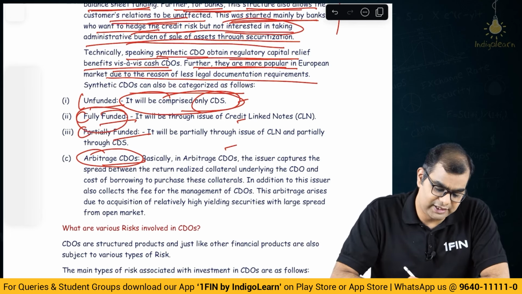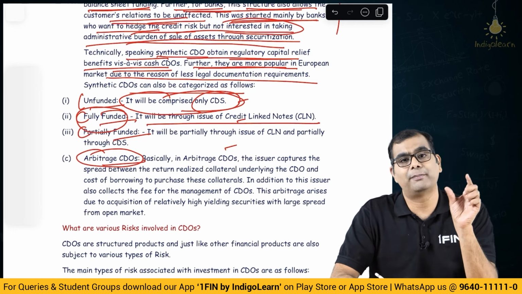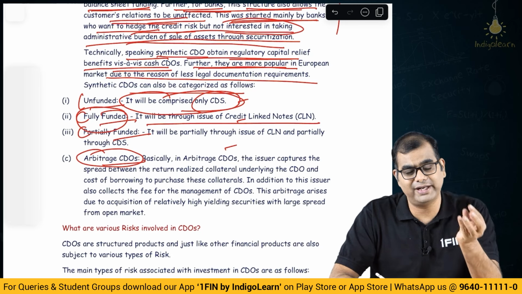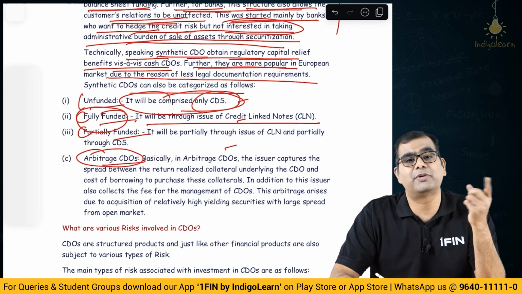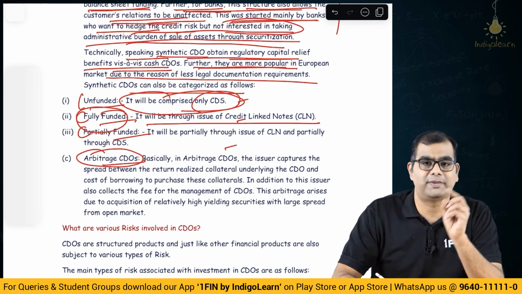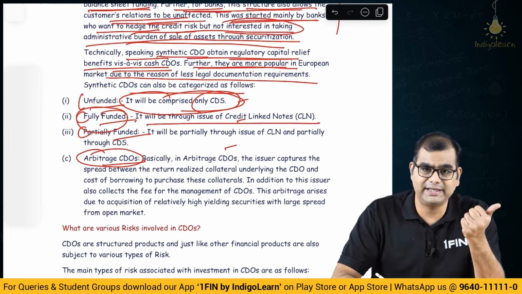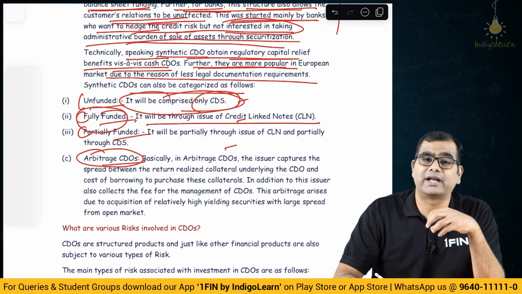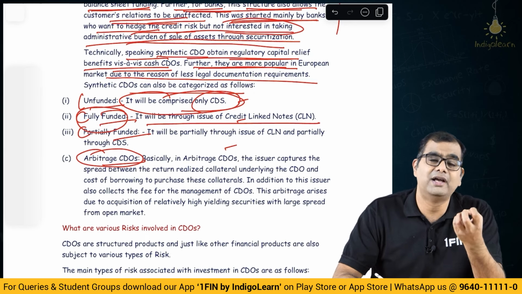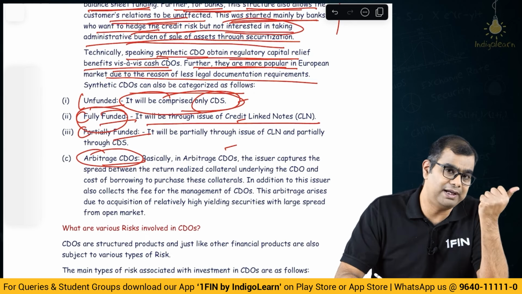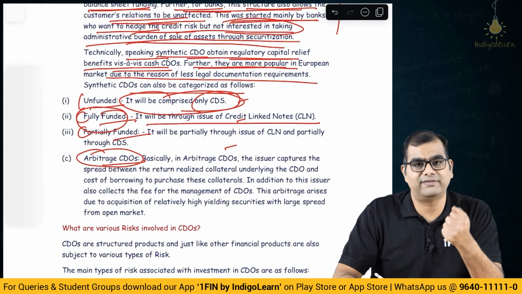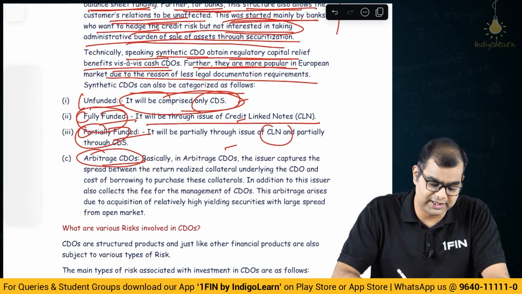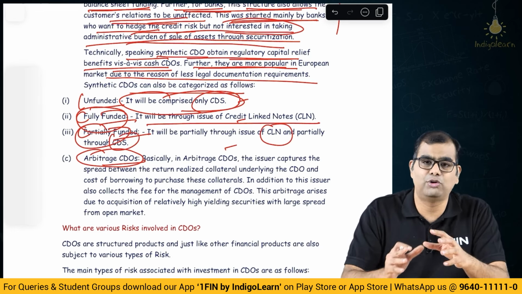In fully funded, it will be through credit link notes. That is, instead of writing CDS, you actually purchase some credit link notes, wherein you are taking the credit risk, but you also have an underlying loan which you have purchased. Please note this distinction. When you are writing a CDS, you are taking the credit risk, but without a loan. When you are buying a CLN, credit link note, you have the loan also, and you also have the credit risk. So you actually have cash flows. Partially funded is a mix of CLN and CDS. So you have a mix of both wherein you partially fund.